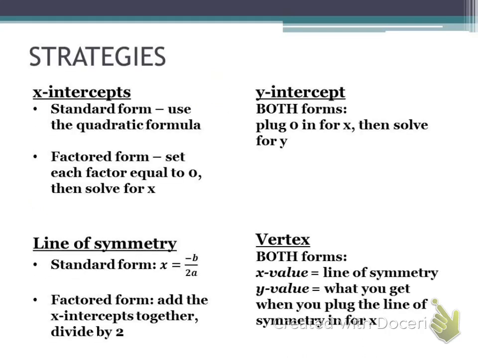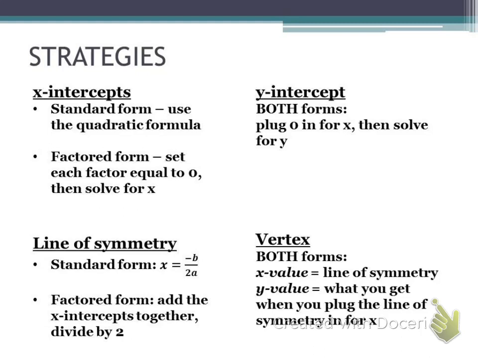There are different strategies to use. For the x-intercepts in standard form, you want to use the quadratic formula. For factored form, you want to set each factor equal to 0 and then solve for x. For y-intercepts for both forms, you want to plug in 0 for x and then solve for y. For the line of symmetry in standard form, you want to use the equation x equals negative b over 2a. For factored form, you want to add the two x-intercepts together and then divide by 2.